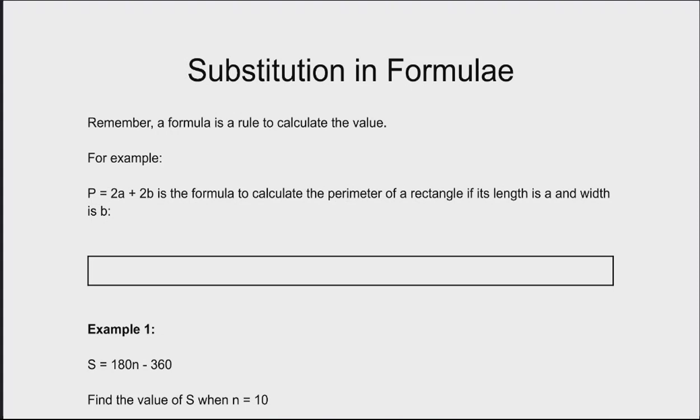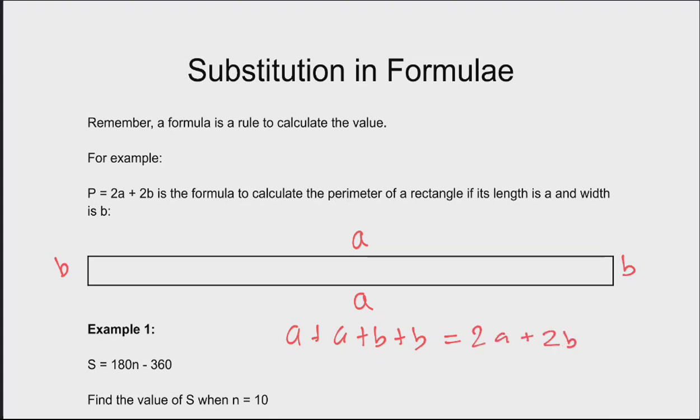Let's look at this rectangle. Its length is a, its width is b. So we know that on the other side, that length is also going to be a, and on the other side, that width is also going to be b. So the perimeter is going to be a plus a plus b plus b, which is 2a plus 2b.